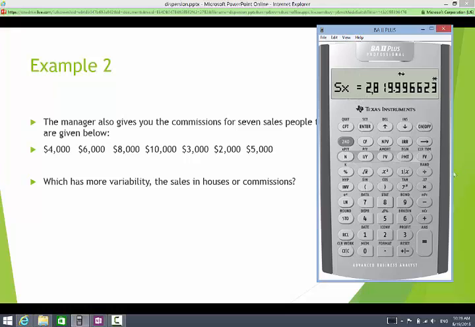So there's my standard deviation. I'm going to go divided by, and then I'm going to go recall 0 where I put my mean, equals, and I'll multiply it by 100, times 100 equals 51.95. So remember, for sales and houses, our coefficient of variation was 64.48. For commissions, it's 51.95. So actually there's more variation in house sales than there is in commissions.